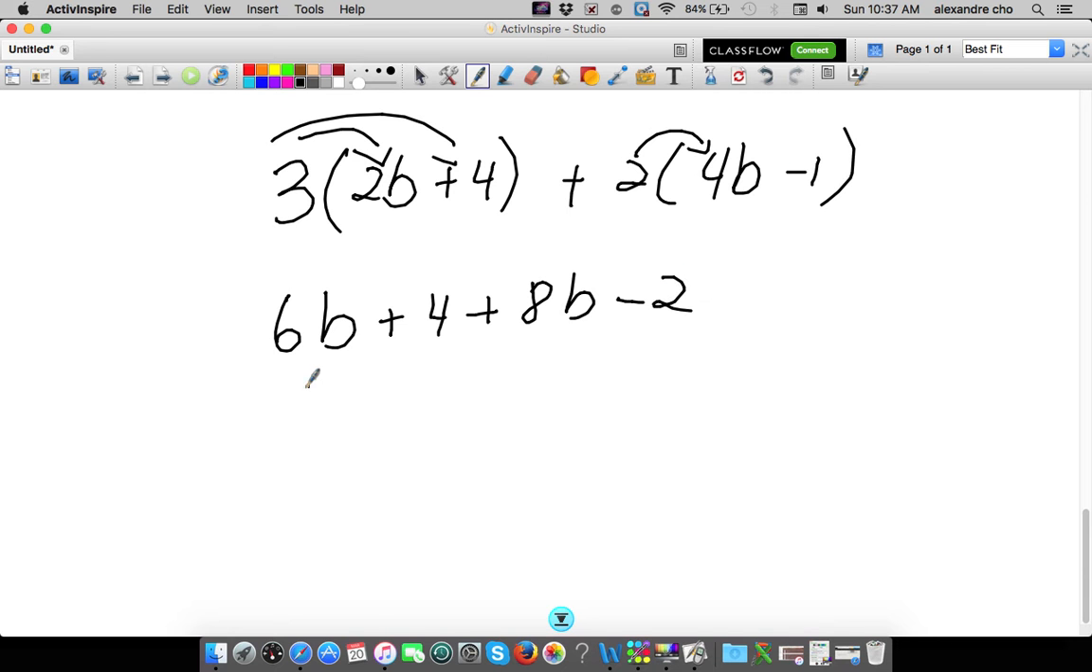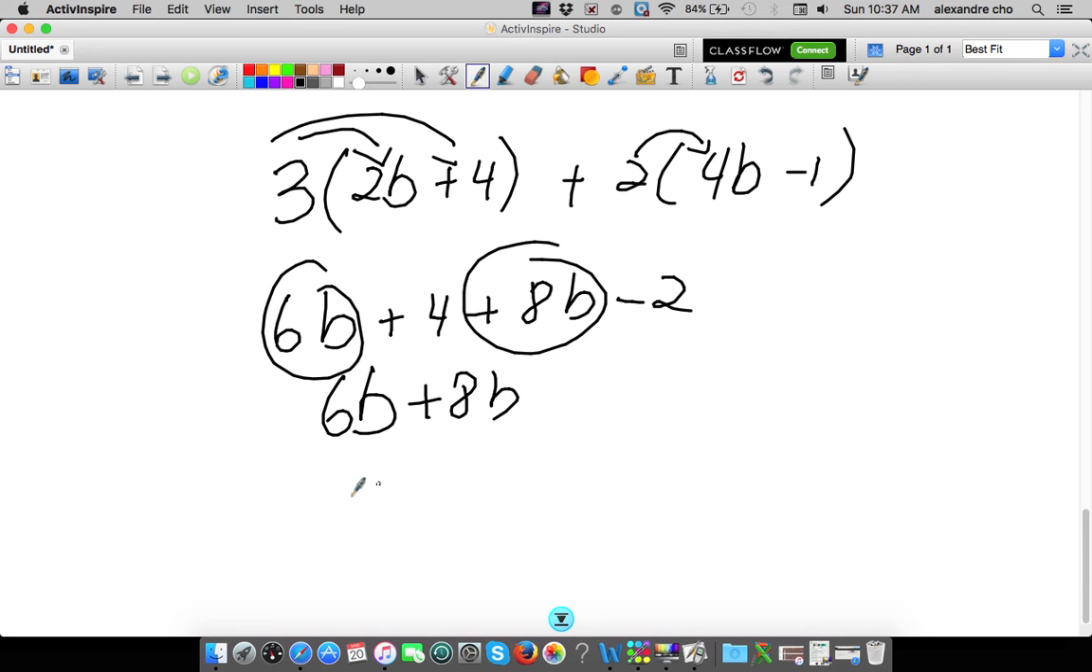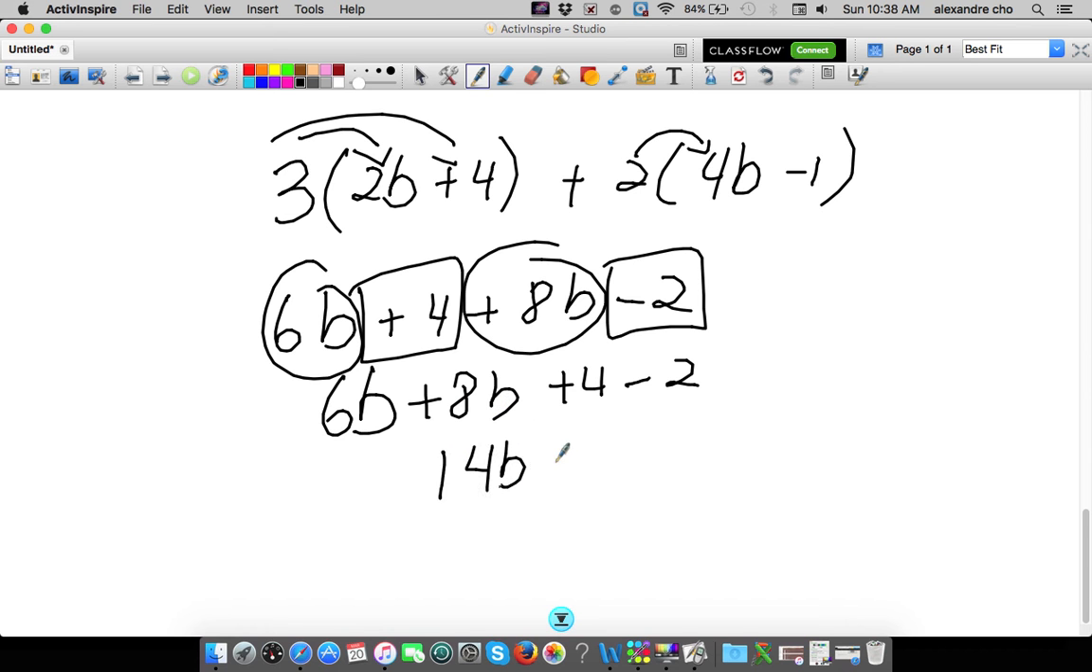Can I combine things? I can. So let's put them together. So here's the associative property working. It allows me to move this 6b here, and the plus 8b, I can put these two together. And then plus 4 and minus 2 can be over there. 6b and 8b is 14b. And 4 minus 2 is just 2. Final answer, 14b plus 2.